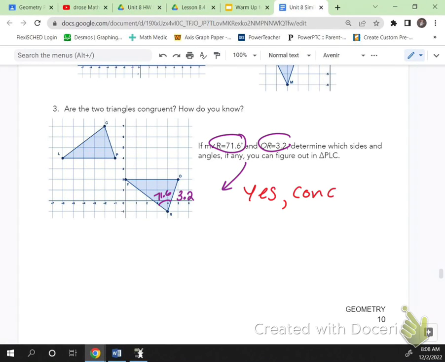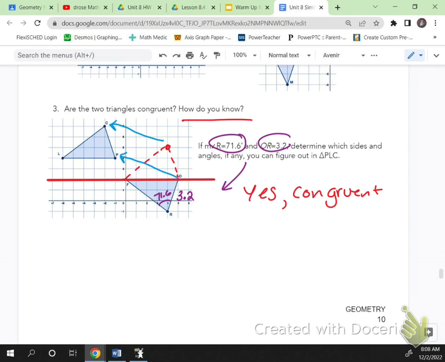Yes, they are congruent. How do we know? Check it out. This is a reflection over y equals 2. So it's been reflected over y equals 2. Do we see that? It went up. And then it's been translated. That point went there. That point went there.